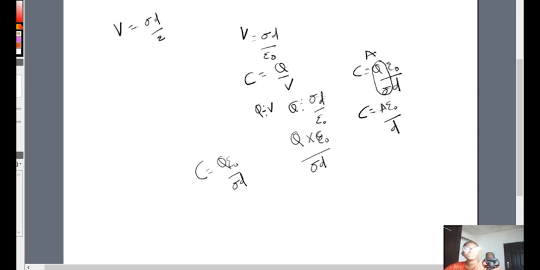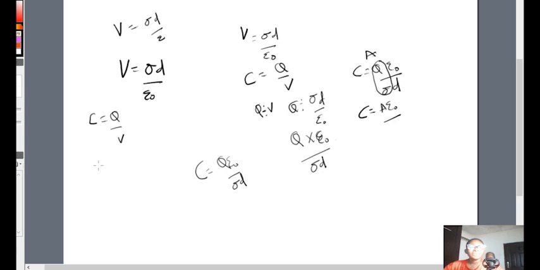So look at it now. From the board, we already have that our V is equal to sigma D divided by epsilon naught, right? And our C is equal to Q divided by V. Our C is equal to Q over V.